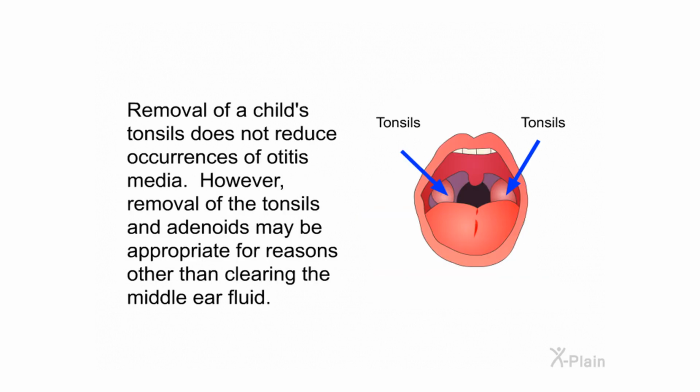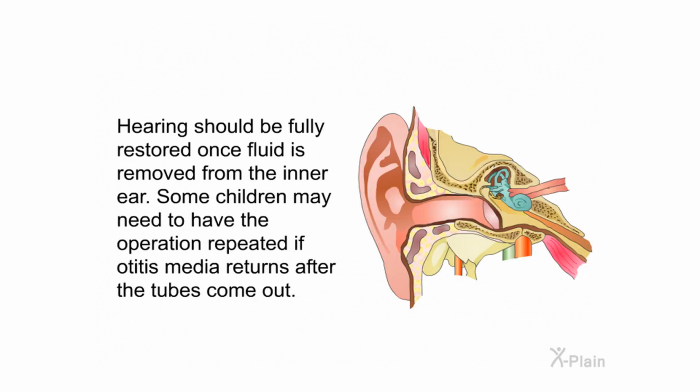Removal of a child's tonsils does not reduce occurrences of otitis media. However, removal of the tonsils and adenoids may be appropriate for reasons other than clearing the middle ear fluid. Hearing should be fully restored once fluid is removed from the inner ear. Some children may need to have the operation repeated if otitis media returns after the tubes come out.